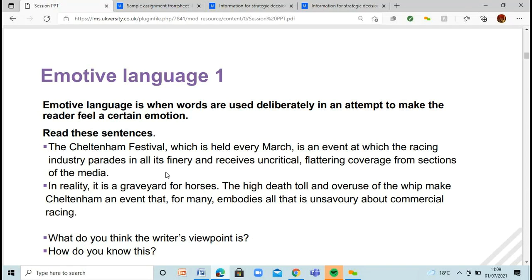So this writer has written these 2 sentences. The Cheltenham Festival, which is held every March, is an event at which the racing industry parades in all its finery and receives uncritical, flattering coverage from a section of the media. In reality, it is a graveyard for horses. The high death toll and overuse of the whip make Cheltenham an event that, for many, embodies all that is unsavoury about commercial racing. So what do you think is the writer's viewpoint on this?